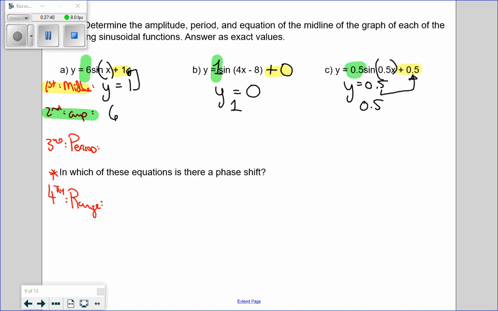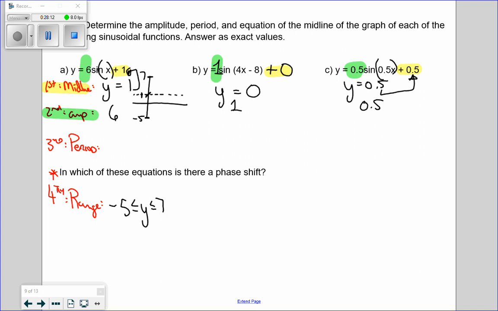Okay, so I'm just going to put these two thoughts together. So I'm going to go up to 1. So there's my midline. And from that, I'm going to go up 6 and down 6. So my range is everything from -5 to 7. Notice I haven't even talked about period yet. I'm just focusing on the top and the bottom.